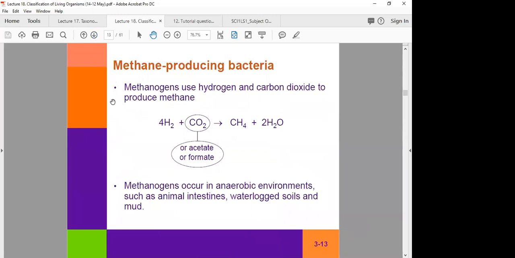Another group of important bacteria, the methane-producing bacteria, also referred to as methanogens. And the methanogens will use hydrogen and carbon dioxide to produce methane gas. Obviously very important because methane gas is one of those important greenhouse gases thought to contribute to global warming. Methanogens occur in anaerobic environments such as animal intestines, waterlogged soils, and so on.